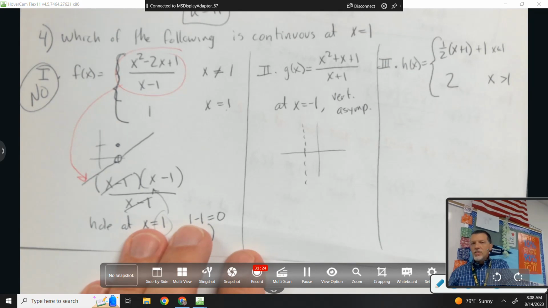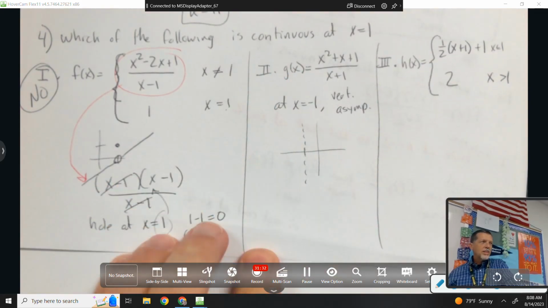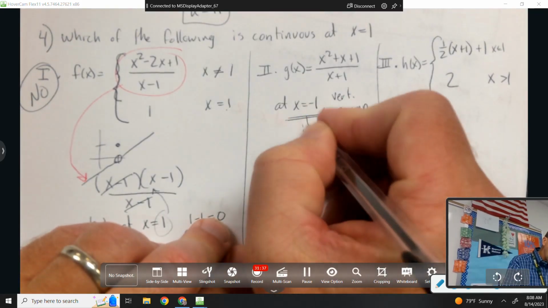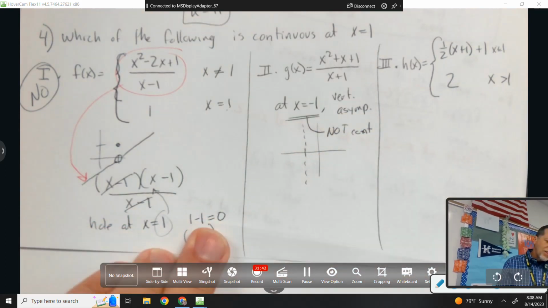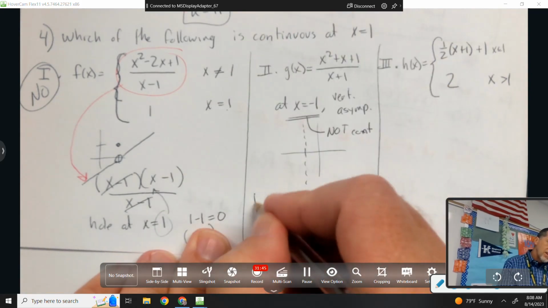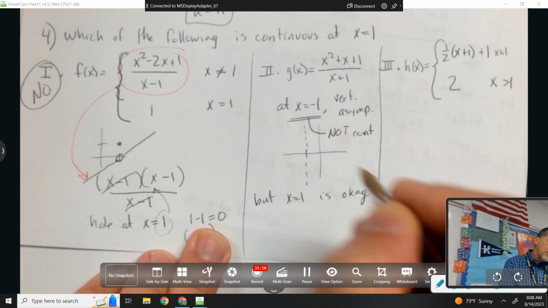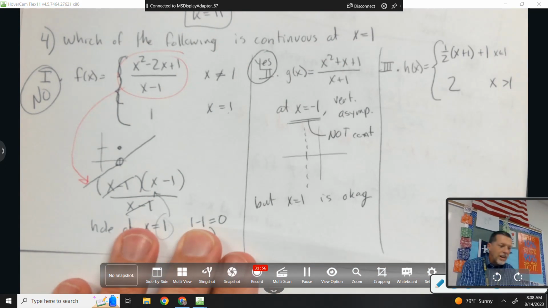But now reread the question. Which of the following is continuous at x equals 1? So is this graph continuous at x equals 1? I'm going to say yes. At x equals negative 1, it's not continuous, but it is continuous at x equals 1. There's no problem with x equals 1. So that is continuous at x equals 1. That at x equals 1 is pretty important there. So that graph would have a discontinuity, but it would not be at x equals 1.